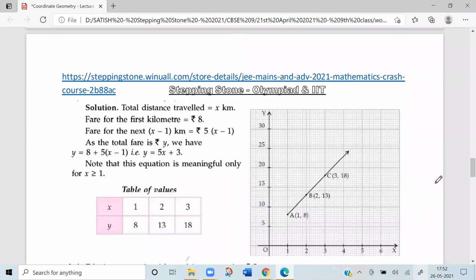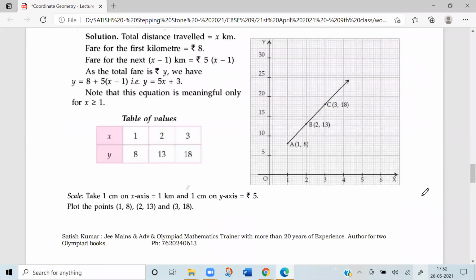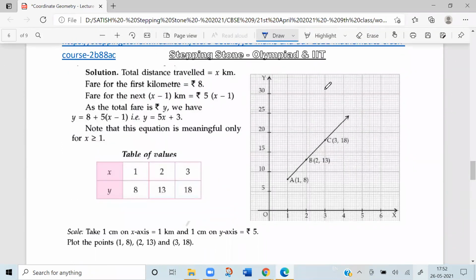Observe the graph. That's what we discussed. So total distance traveled is x kilometers. Therefore the first kilometer is 8. Therefore the next x minus 1 kilometers will be 5 into x minus 1. So the total fare is y. So y equal to 8 plus 5 into x minus 1. That is, y equal to 5x plus 3. So plot the ordered pairs and then join.